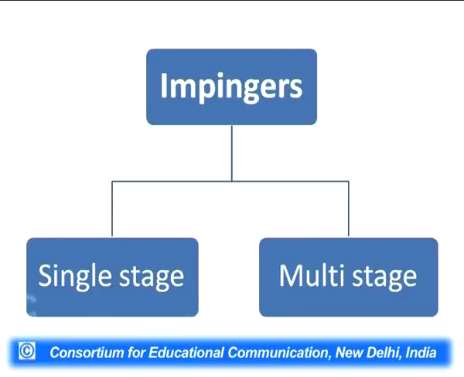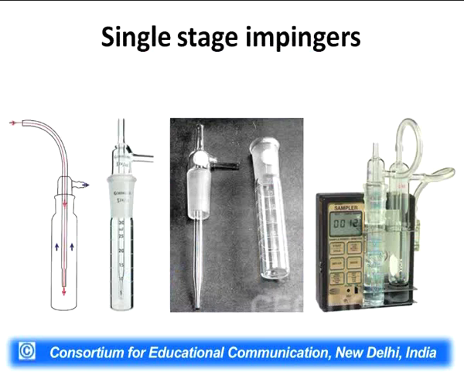Here the impingers are classified into two types, single stage and multi-stage. We can see here the pictures of single stage impingers. The extreme left picture shows the outline diagram of what actually happens. The red curved arrow shows the incoming flow of air, and this impinger tube contains the required liquid, which could be either water, mineral oil or broth.